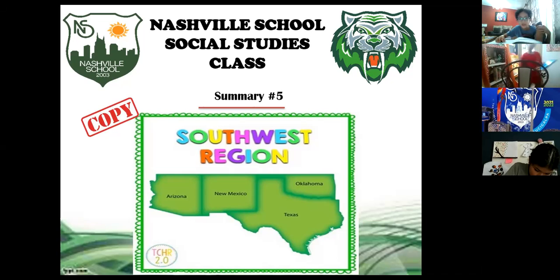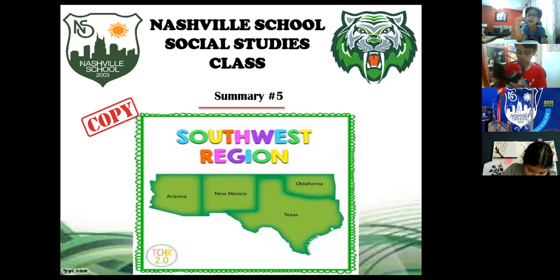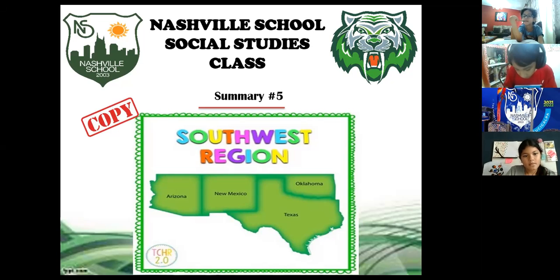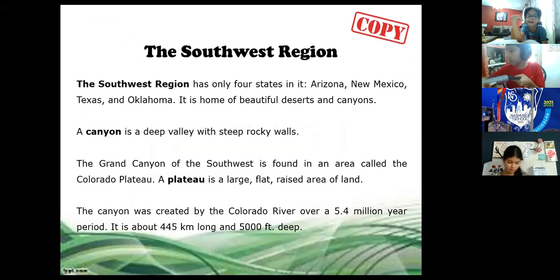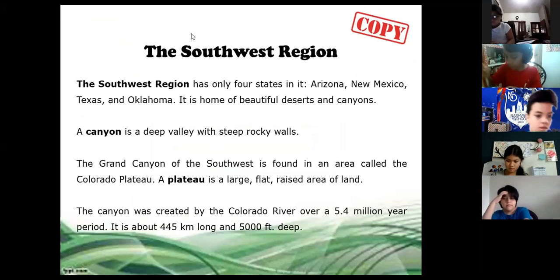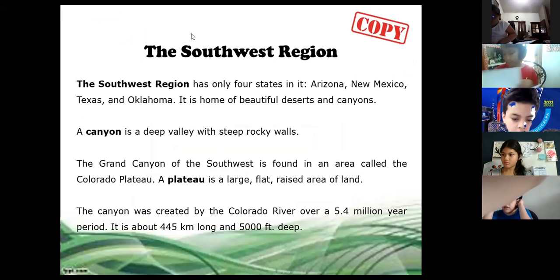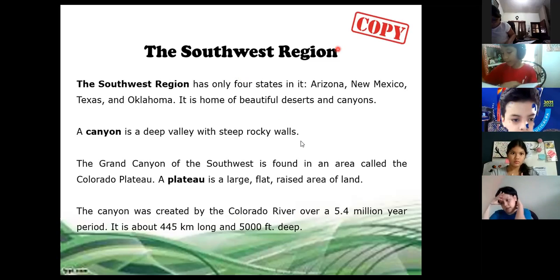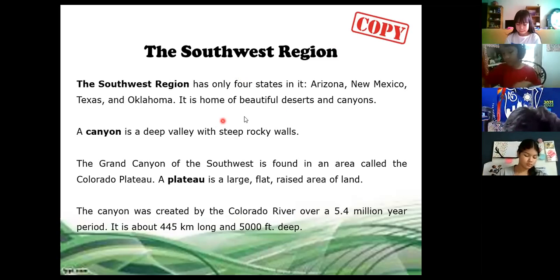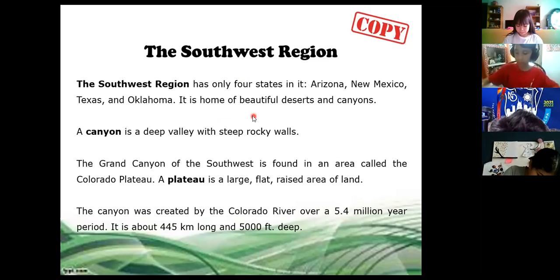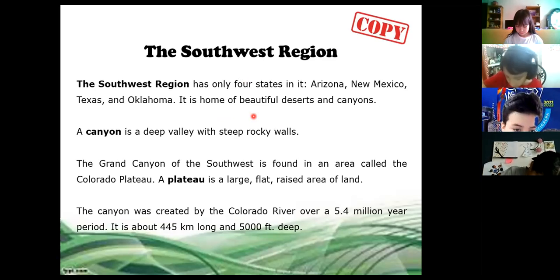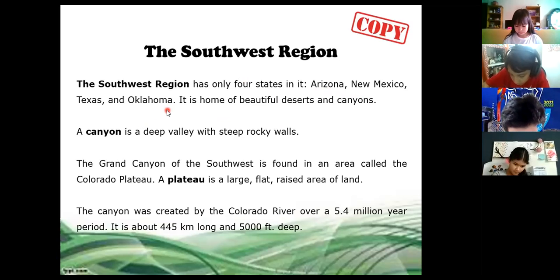Okay, let's continue here with the social studies class. Remember, we're going to talk about the Southwest region. That is the title. So in your notebook, you're going to copy all these slides. If you didn't finish the topic, here it is: the Southwest region. We're going to copy this information. It's important. It has just four states, as in the previous slide where we have the map of the Southwest region: Arizona, New Mexico, Texas, and Oklahoma.